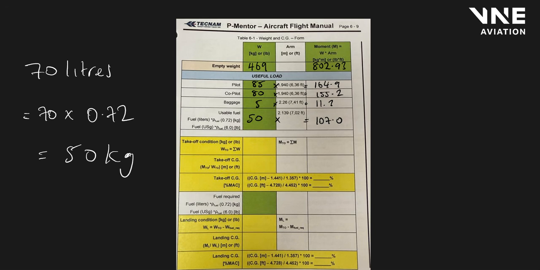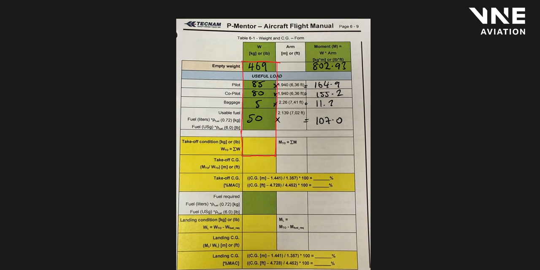Those of you with the keen eye may have noticed the number of decimal places. You can see the arms are to 3 decimal places. But actually in the example, it only gives that third arm to 1 decimal place. So I'm going to keep it exactly the same as they've done in the example in the AFM.